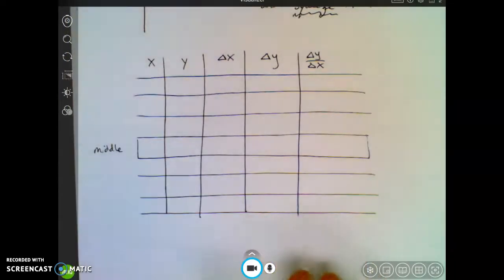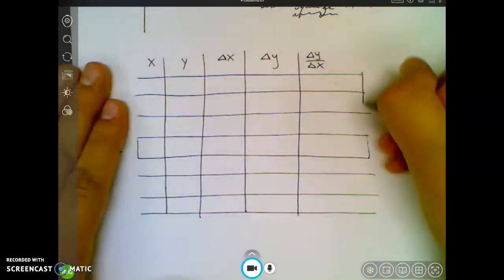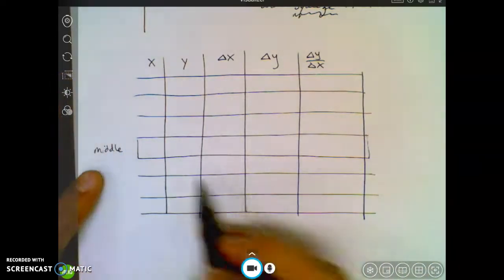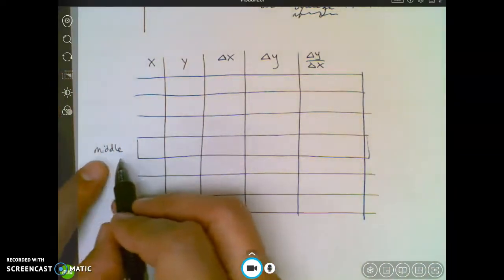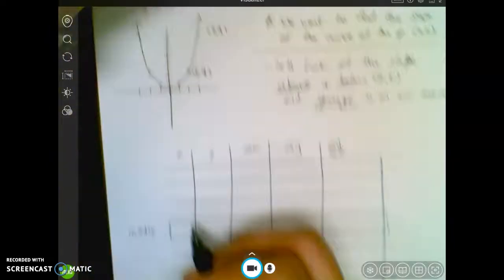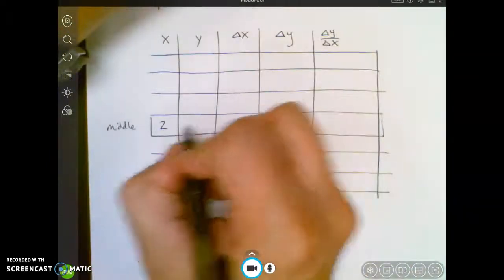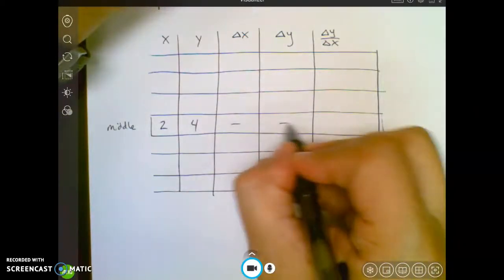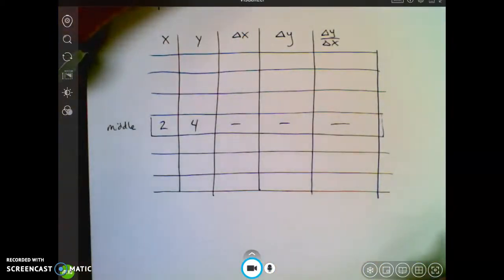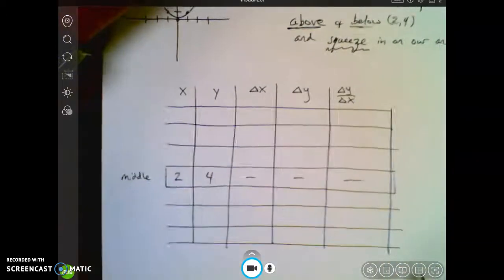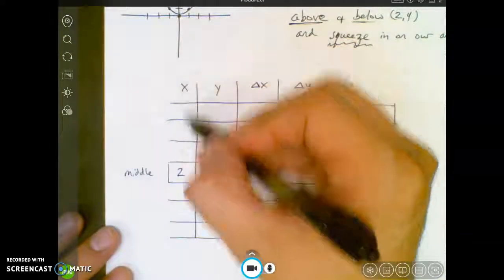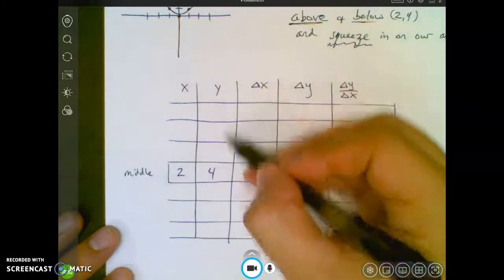Okay, so here's the table I want you to make, and this is on your homework problems too. Basically, the point I care about in the middle is going to be, well, for this problem, the point I care about is 2, 4. In your homework problems, it could be all sorts of points. I don't need anything else for these other ones. Okay, so what are my other columns? This is the x value. That's easy enough. This is the y value.